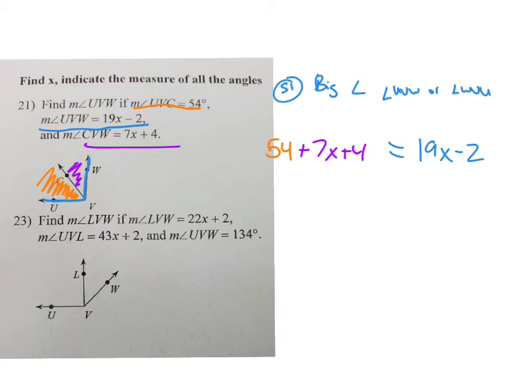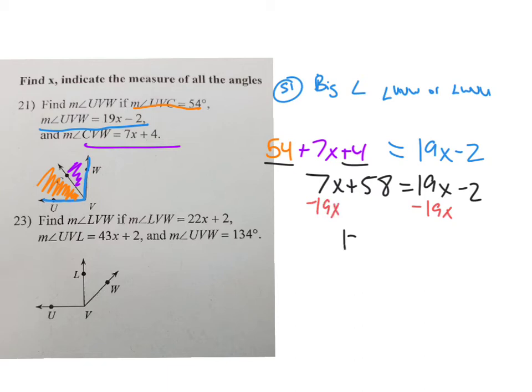So I end up with 7x plus 58 equals 19x minus 2. So I just combine like terms first, just like we've always done. You do parentheses first if they are there, then you do like terms. Get all your x's on one side. It doesn't matter to me which side you move it to. So if you want the x on the left, you subtract 19x from both sides. I end up with negative 12x plus 58 equals negative 2.